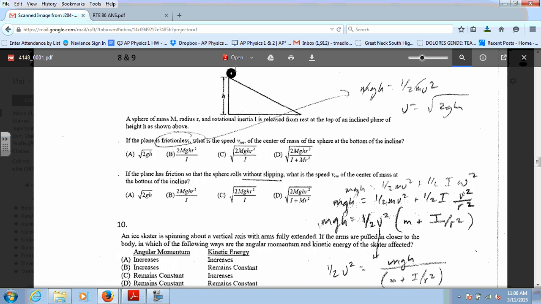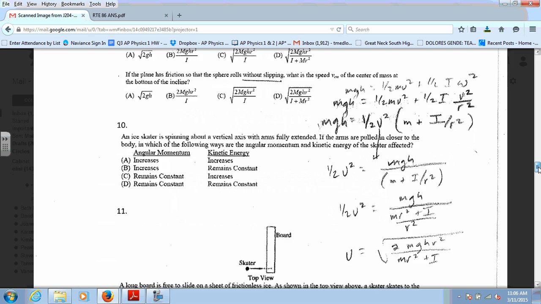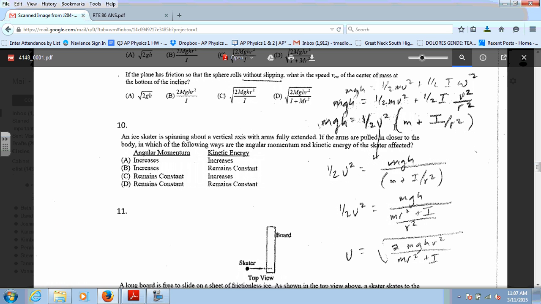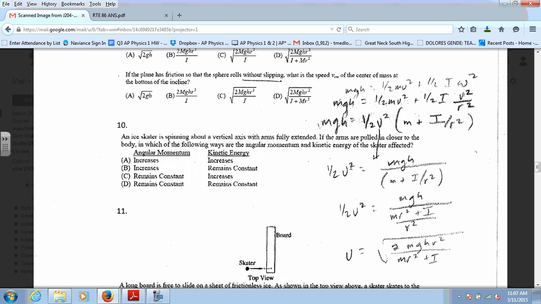But if it rolls without slipping, then we're going to set mgh equal to translational kinetic and rotational kinetic energy. So mgh equals 1/2 mv squared plus 1/2 I omega squared. But they don't let us have omega in the answer, so we need to convert omega into V. And omega is V over R, so V over R squared is the same thing as V squared over R squared. And then the rest of it is just algebraically solving for V. So I factored out a 1/2 V squared, and if you can just follow the math there, that's this answer there, D.